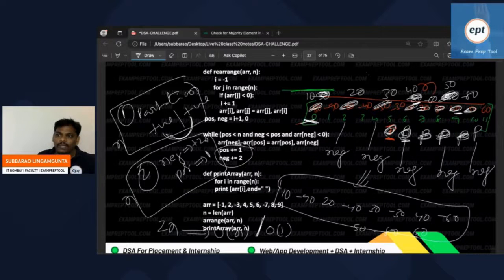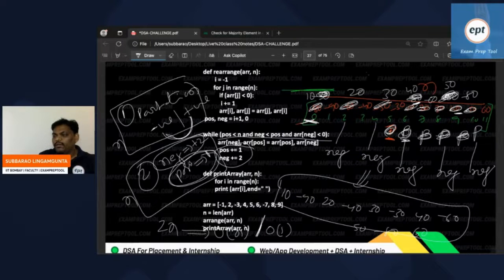Afterwards, negative will always increment by 2. Positive will always increment by 1. Do that until this condition fails. Then you will get it. This algorithm contains a 2-step procedure. First step, partition, means positive one side, negative one side. Right? First negative, followed by positive. That is the thing the partition algorithm will do.